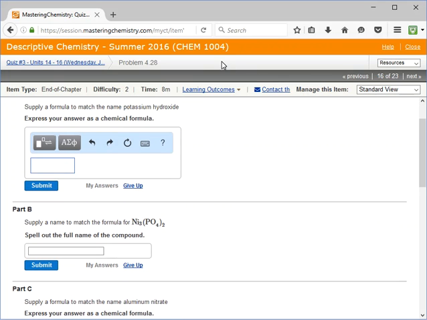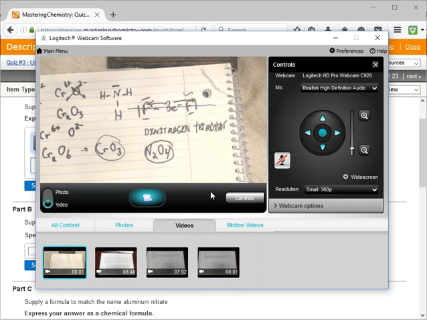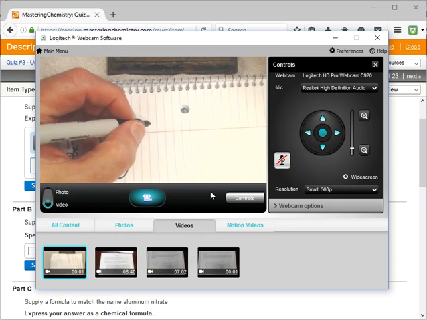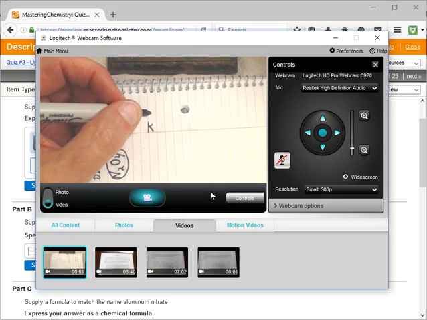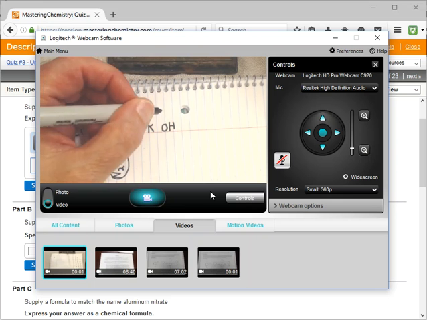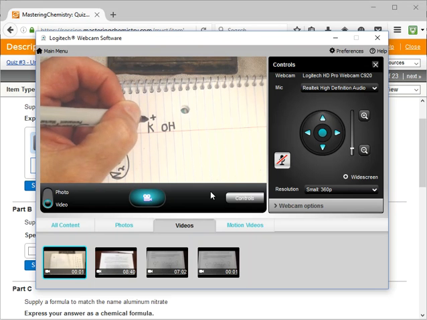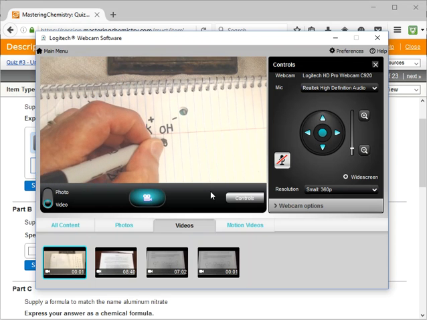Supply a formula to match the name potassium hydroxide. This is a case where you need to know about your polyatomic ions. If I say potassium hydroxide, what I know is I have a potassium atom like this, and a hydroxide ion. The only way you know what a hydroxide ion is, is because at some point you learned it, or you might have it written on your 3x5 card. I can't stop that, but hydroxide looks like that. So potassium's in group 1, has a +1 charge. Hydroxide is -1, I cross them over, and it's just KOH.